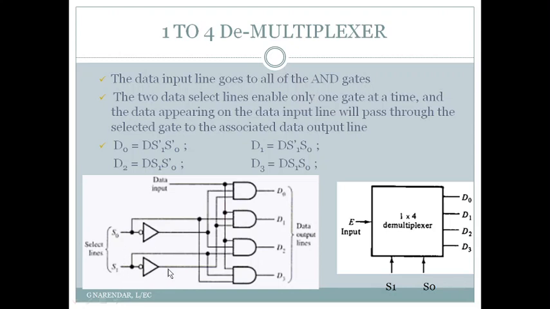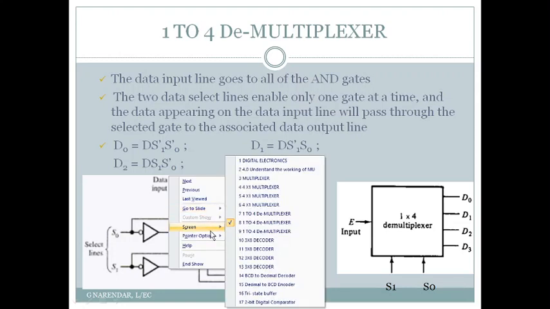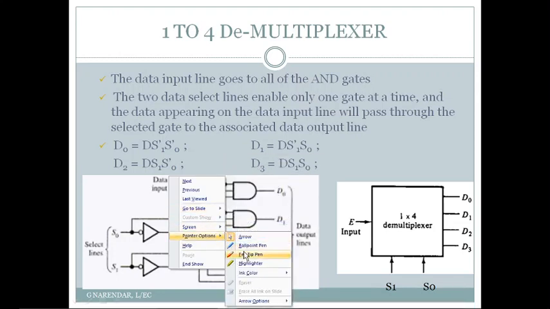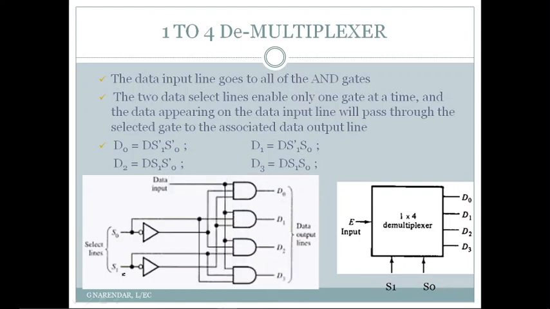So here you can see that S1 is applied to one NOT gate to obtain S1 bar here, and S0 is also applied to one more NOT gate to obtain S0 bar here.